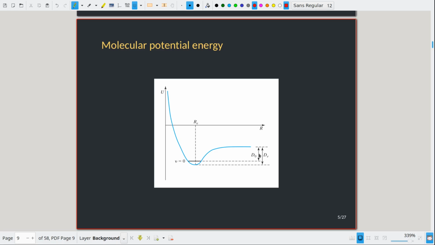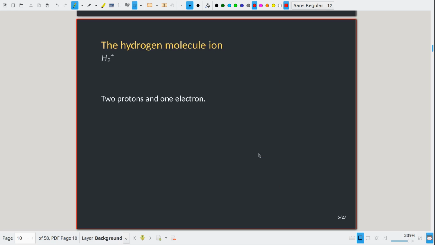Now, this is all good, but we want to try and apply this idea from the qualitative point of view that we've just described quantitatively to one of our molecules. But instead of starting directly with the hydrogen molecule, which has 2 electrons, we'll simplify our calculations a little bit, and we introduce the hydrogen molecule ion, which is basically H2+. So basically we've got a system that's made up of 2 protons and 1 electron.